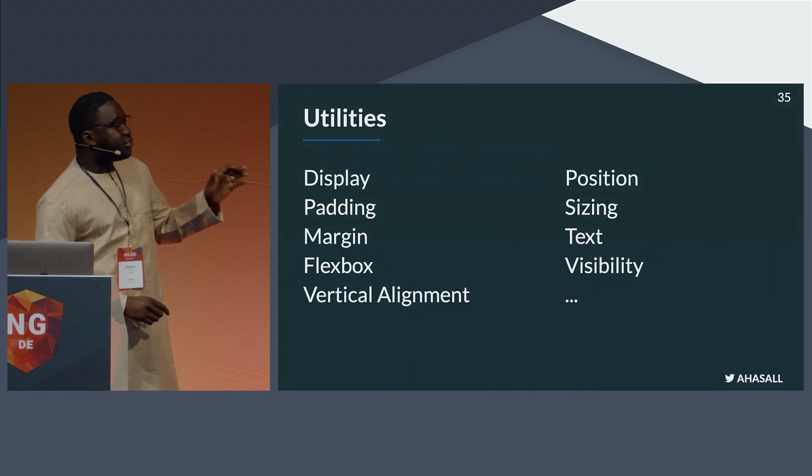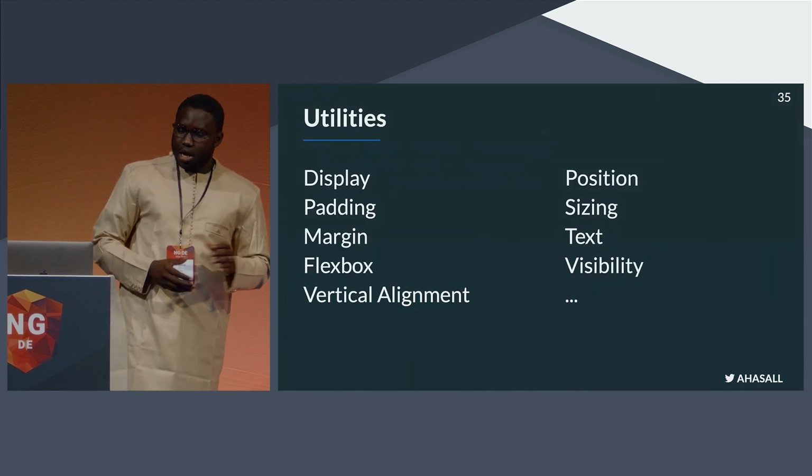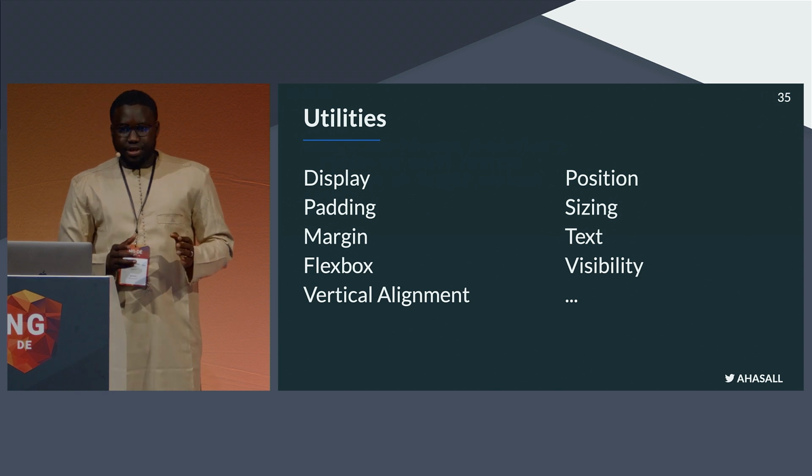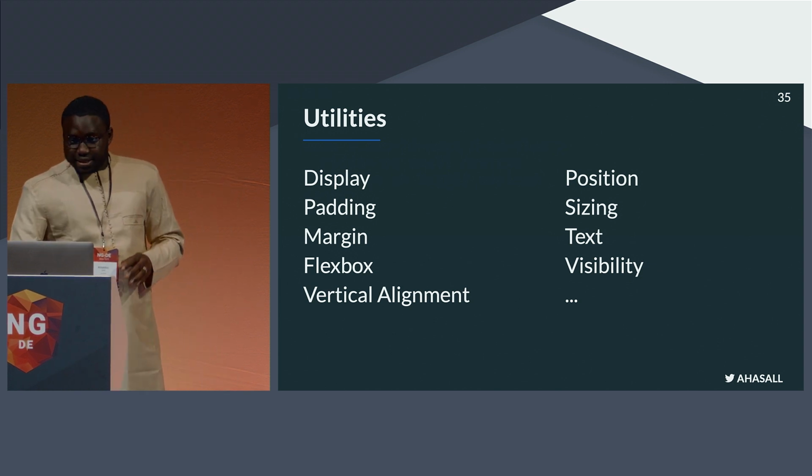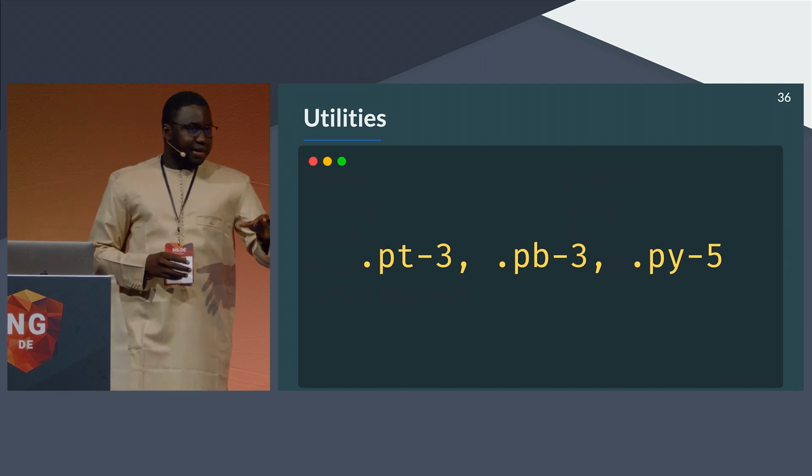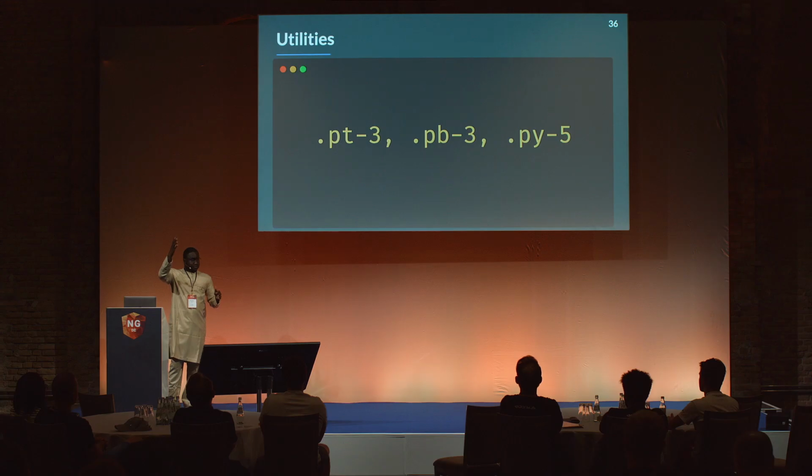OK, and we have tons of utilities for display, padding, margin, and so on. And they are very easy to understand. For example, pt-5 means padding top. So, question: what does pb-3 mean?